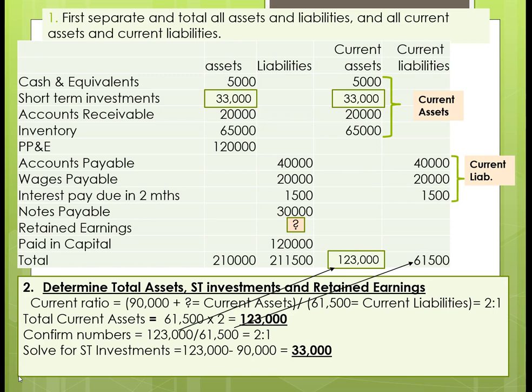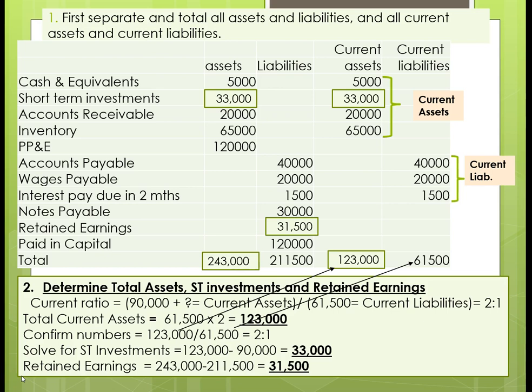Now what we can do is solve for retained earnings. So we're going to take the 243,100, which is our total assets, and we're going to subtract it from the amount that is showing for liabilities, and that is going to give us 31.5. That's what we need. And now our assets equal liabilities, and we have solved for all of our numbers.